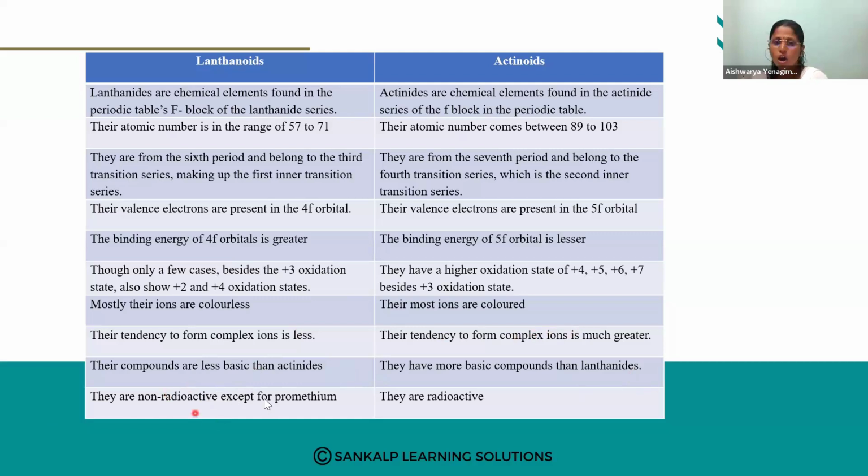Lanthanides are non-radioactive except for promethium. Promethium is an element of the lanthanide series and it is quite radioactive, but except promethium, all lanthanides are non-radioactive. All actinides are radioactive. Naturally radioactive ones are thorium, protactinium and uranium. After uranium come the transuranic elements. They are not naturally occurring, they are artificially made, and they have a very small half-life.